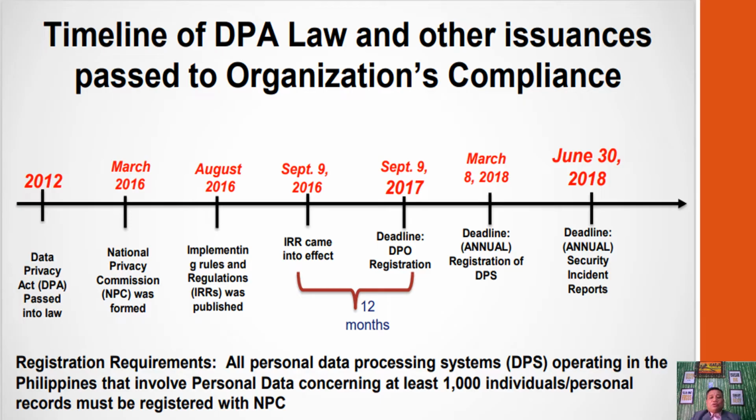The registration requirement: all personal data processing systems operating in the Philippines that involve personal data concerning at least 1,000 individuals or persons' records must be registered with the National Privacy Commission. Again, concerning at least 1,000 individuals or persons' records, it must be registered with the National Privacy Commission.